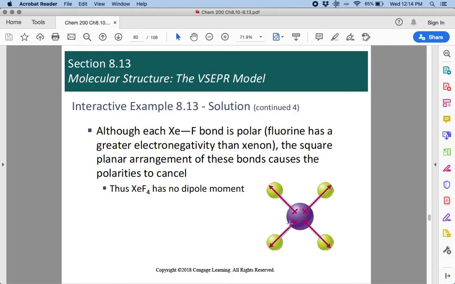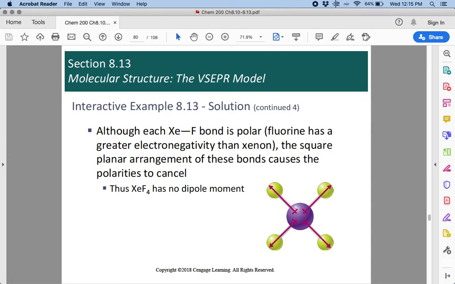Now, again, here's our xenon, and each of these yellowish-greenish balls are our fluorines. So now, the question that we were asked is, does it have a dipole moment? So we know that the xenon would be our partially positive, and each fluorine, which we know is the most electronegative atom in the entire periodic table, would be our slightly negatives. Or we could write these with our polarity arrows, where the tail is pointed towards the xenon, and the head of the arrow for the slightly negative side is pointed towards the fluorines.